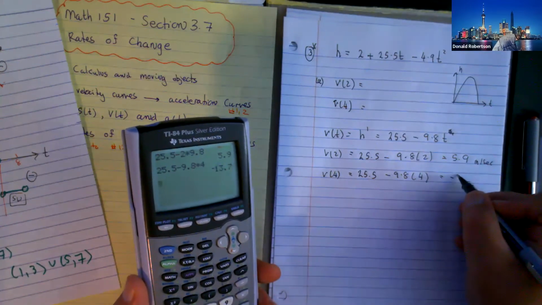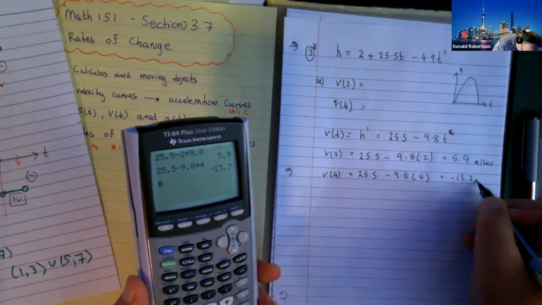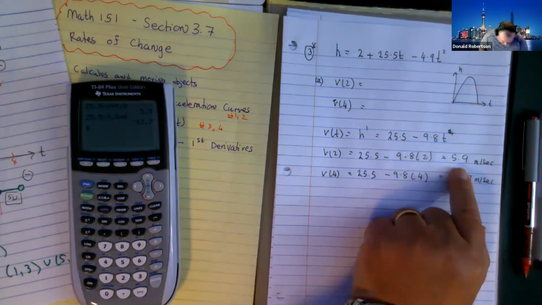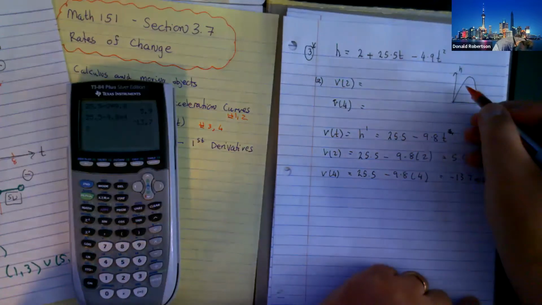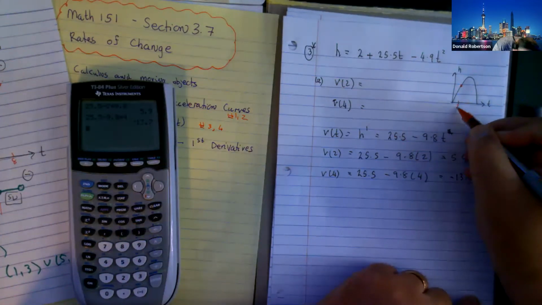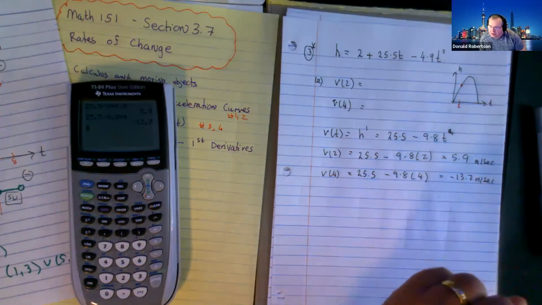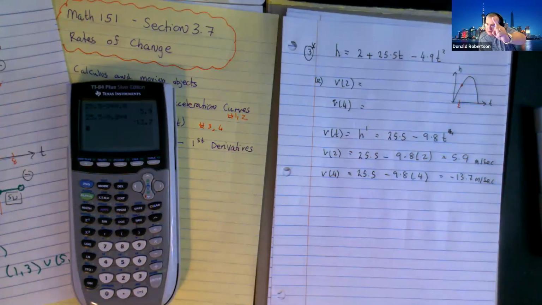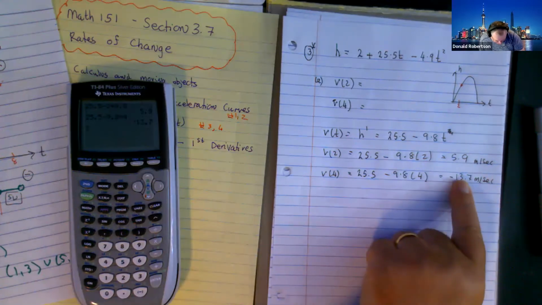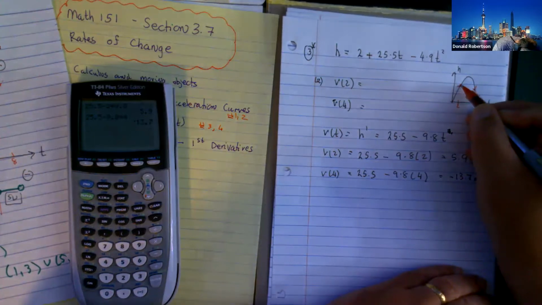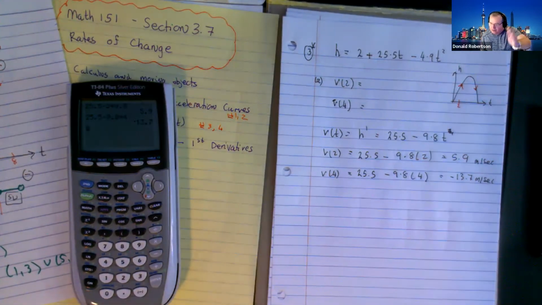And this is negative 13.7 meters per second. So can you imagine that's roughly the 2-second mark? Do you see the 5.9 means it's going up, right? It's still climbing upwards, 5.9 meters a second. By the 4-second mark, isn't it probably there? Can you see it's now heading towards the ground? Velocity upwards is positive, velocity downwards is negative.